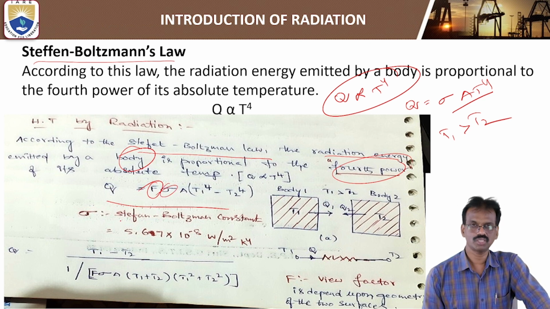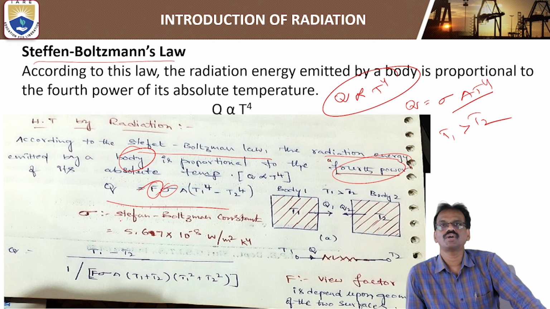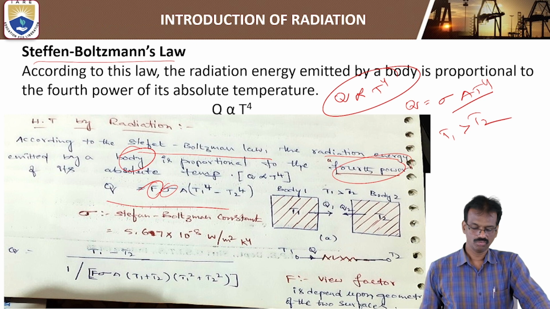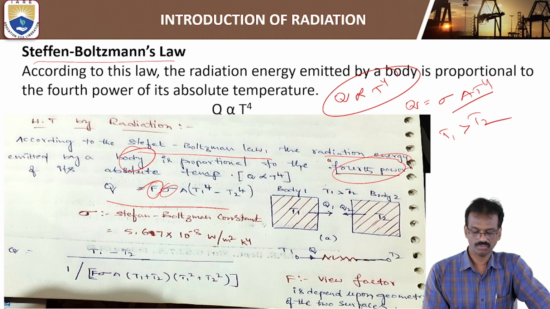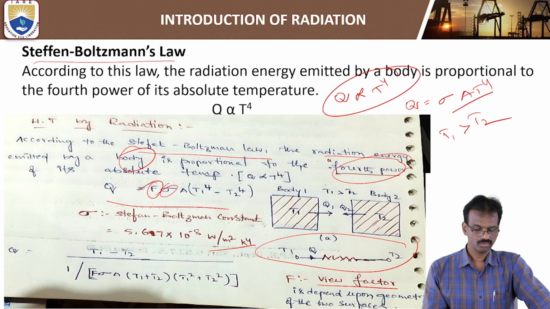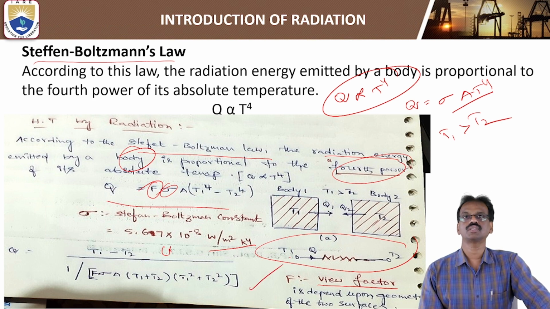Next, sigma is the Stefan Boltzmann constant. We already covered this value in the first unit: 5.67 into 10 to the power of minus 8 watt per meter square Kelvin to the power of 4. And F is the view factor. This is just like the electrical analog formula, which means temperature difference by thermal resistance. This was covered in the first unit.